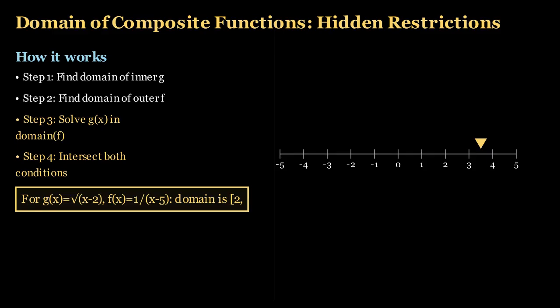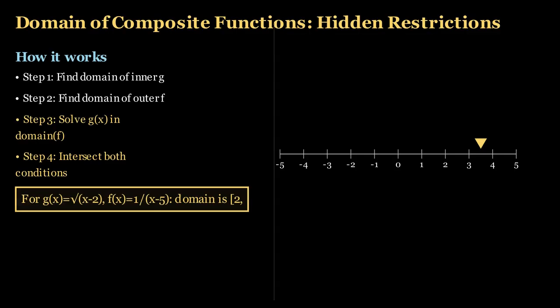Let us solve a concrete problem. Find the domain of f of g of x where f of x is the square root of 4 minus x, and g of x is 1 over x minus 1. Step 1. The inner function g is a rational function. Its denominator x minus 1 cannot be 0, so x cannot equal 1.